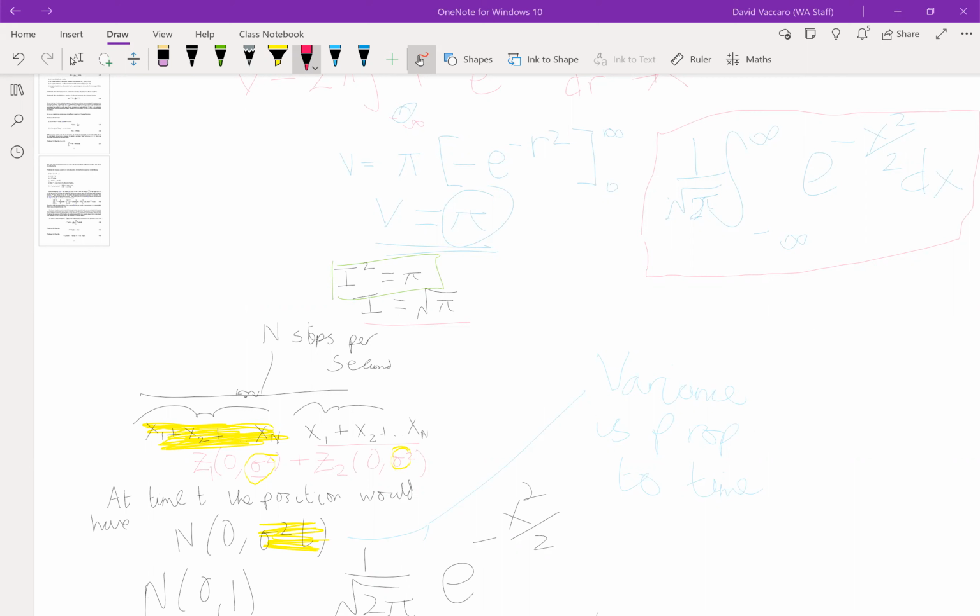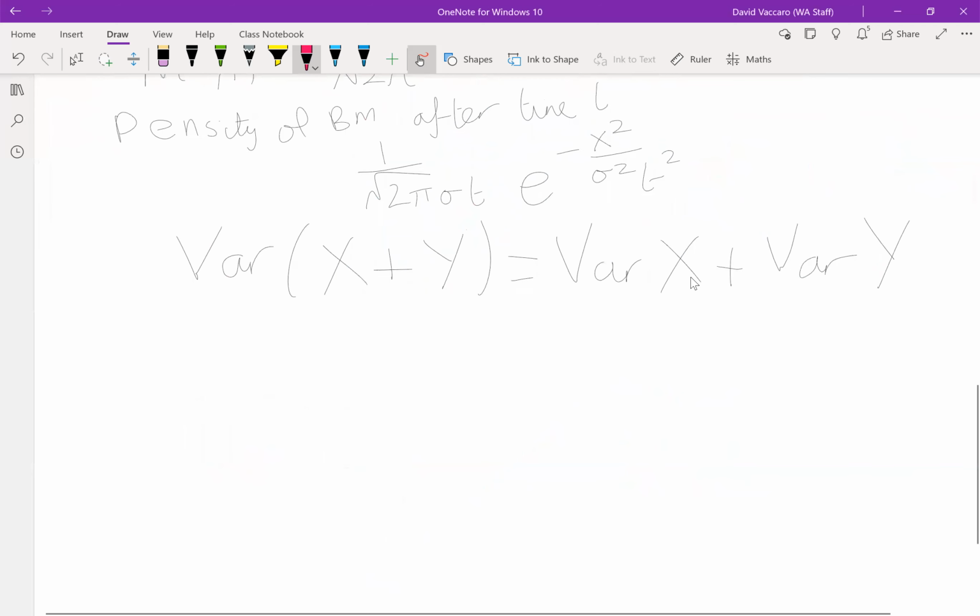What you can see immediately is that the maximum will occur when this exponential in the numerator is 1. So the maximum value of the density function is 1 over root 2 pi sigma t. And as t becomes close to 0, that spike therefore gets taller and taller and taller.